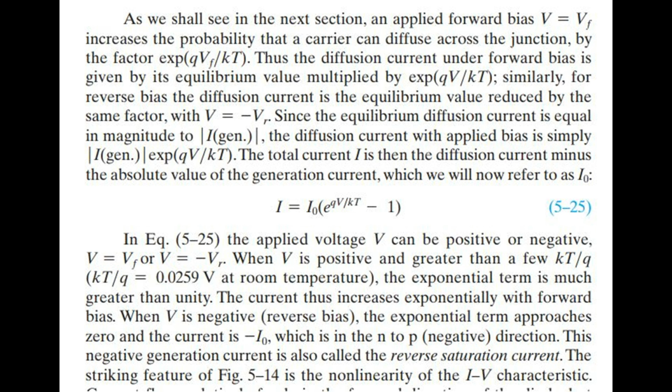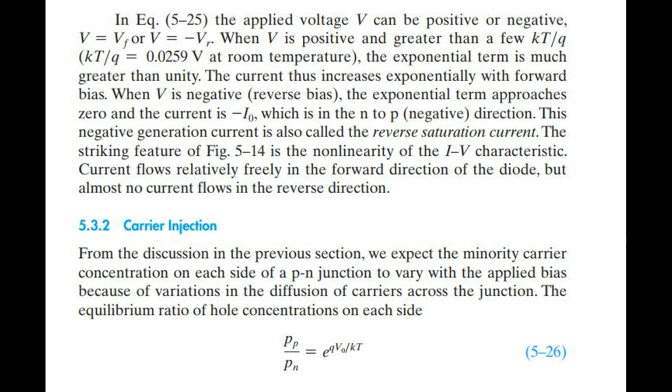In Eq. 5.25, the applied voltage V can be positive or negative, V equal to Vf or V equal to Vr. When V is positive and greater than a few kT/q, where kT/q equals 0.0259 V at room temperature, the exponential term is much greater than unity. The current thus increases exponentially with forward bias. When V is negative, reverse bias, the exponential term approaches zero and the current is I0, which is in the n to p, negative, direction. This negative generation current is also called the reverse saturation current.